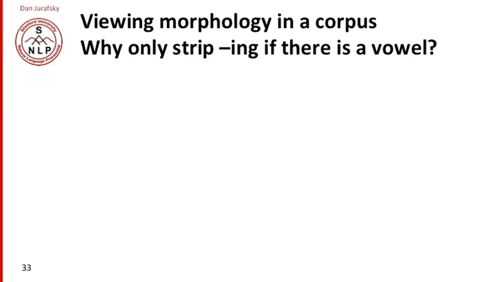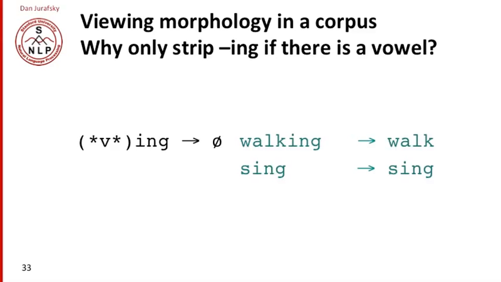Let's look again at this rule that strips ing and practice using the Unix tools that we saw in the last section to look at morphology in a corpus. So remember, why are we stripping the ings only if there's a vowel preceding the ing? Here was the rule. And remember we said that in a word like walking, we have a vowel before the ing, and so it's okay to remove the ing. In a word like sing, there's no letters at all before that s, there's no previous vowels, and so for sing, the rule doesn't apply.